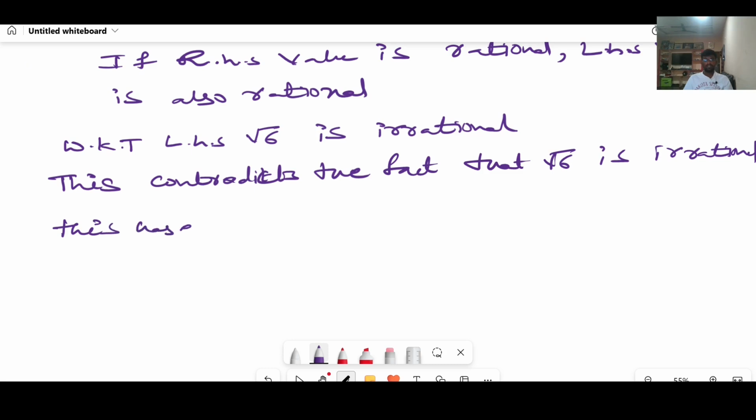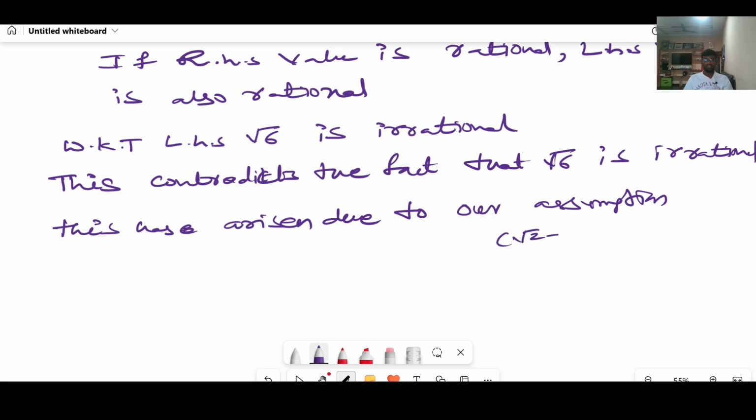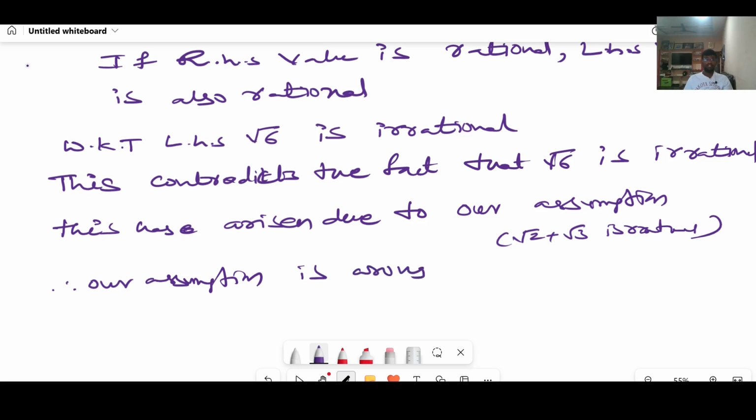This has arisen due to our wrong assumption. What is our assumption? Root 2 plus root 3 is rational. Therefore, our assumption is wrong. What is correct now? Root 2 plus root 3 is irrational. Right? This is the proof.